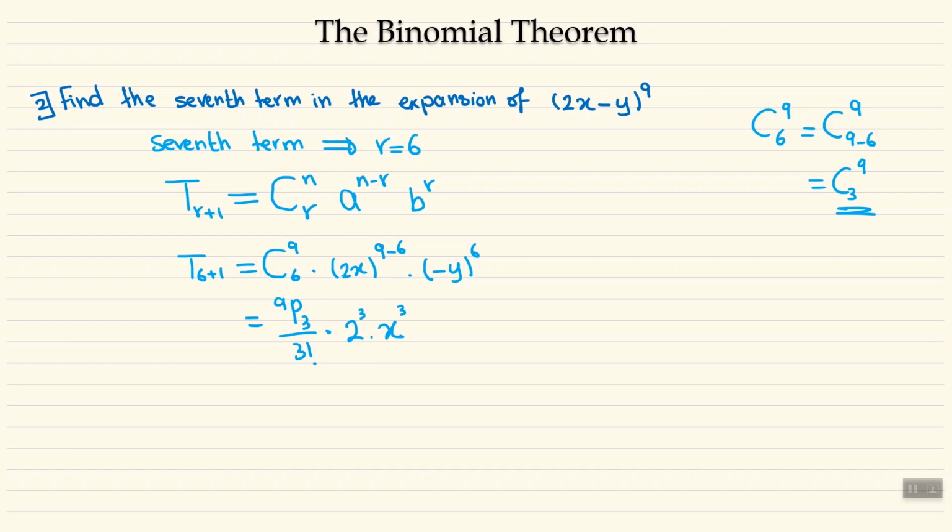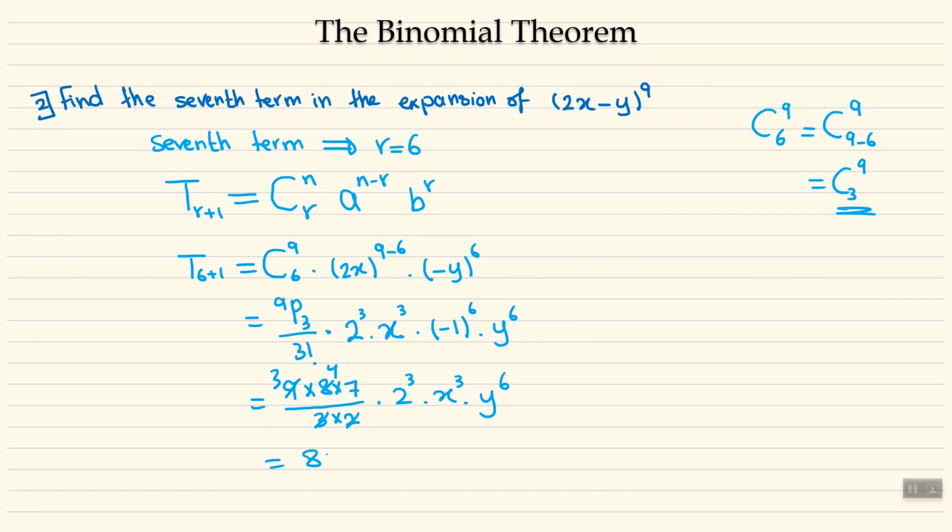You have to separate the number from the variable, so you give each one of them the power, times minus 1 to the power of 6 times y to the power of 6. Separate the number from the variable. So we did that. Now 9 permutation 3 is 9 times 8 times 7 over 3 factorial, which is 3 times 2, times 2 cubed times x cubed, times negative 1 to the even power is positive, so times y to the power of 6. Cancel 3 with 9, we get 3. 2 with 8, we get 4. 3 times 4 is 12. And 12 times 7 is 84.